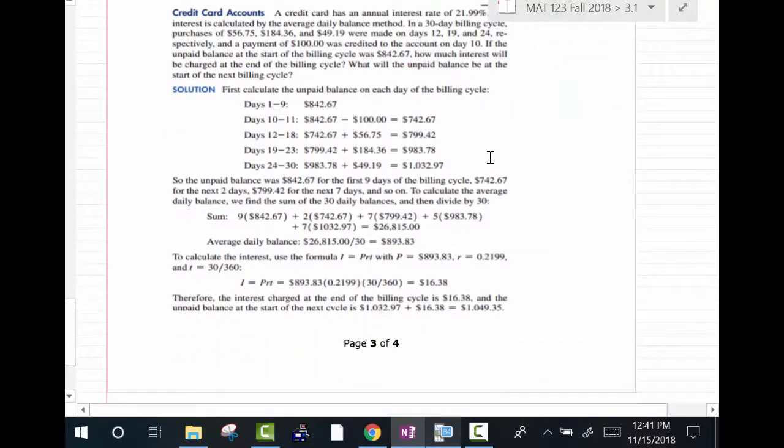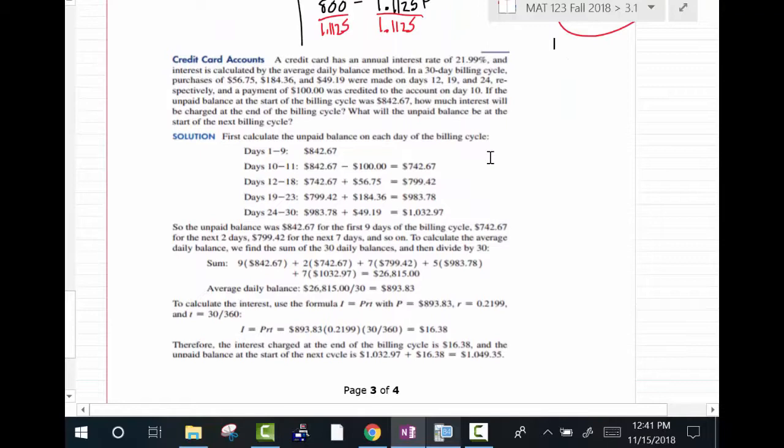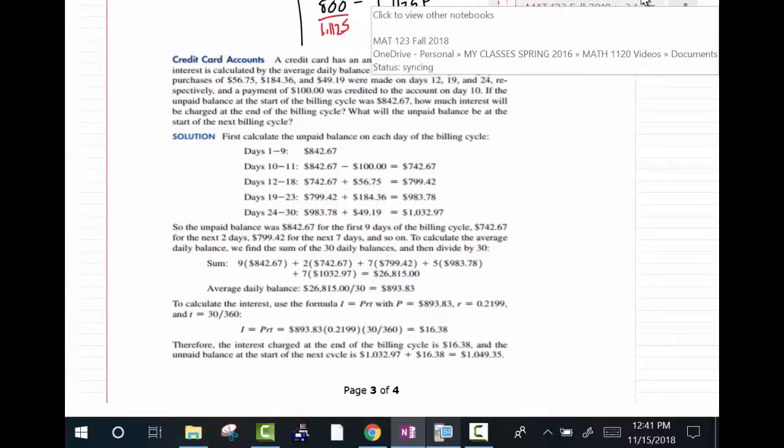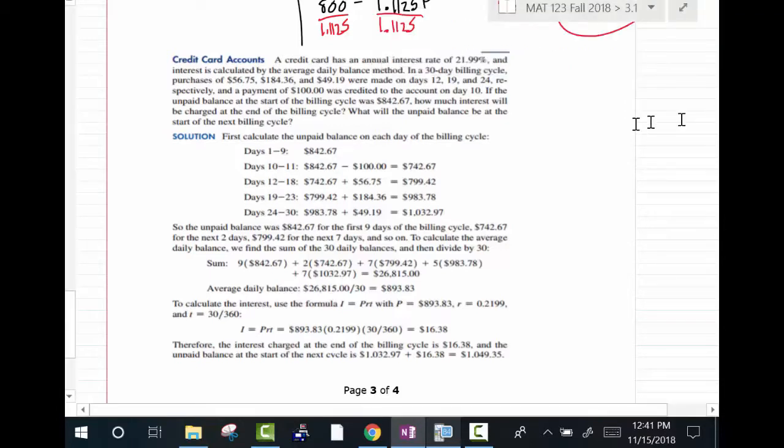Okay, last thing I'm going to do on this is I just took this out of the book because it's a good thing to look at. This is the way typical credit cards work and how they do balances. And I think everybody should know how they do this average daily balance thing.